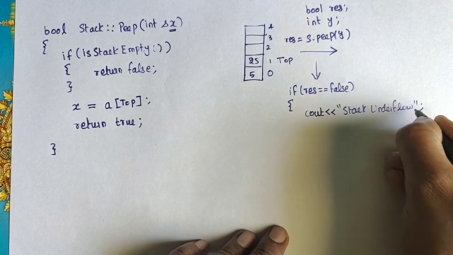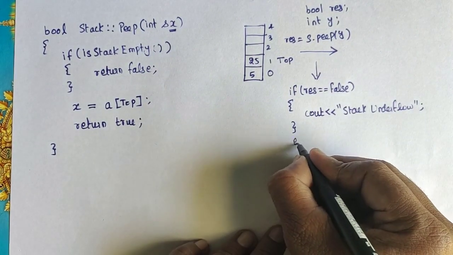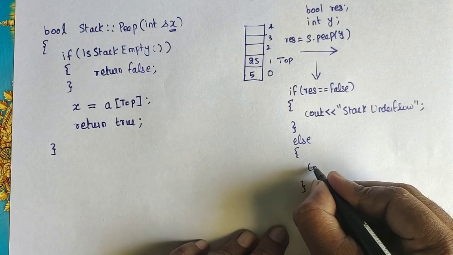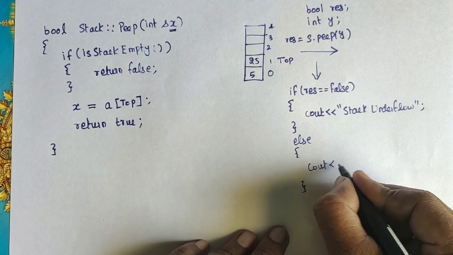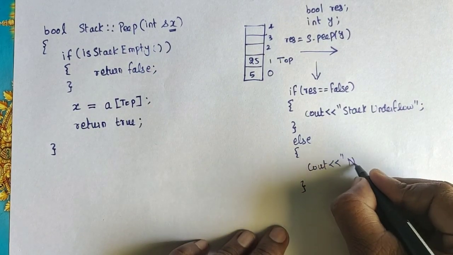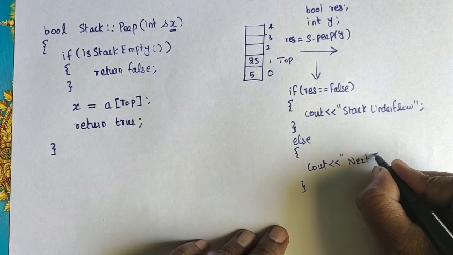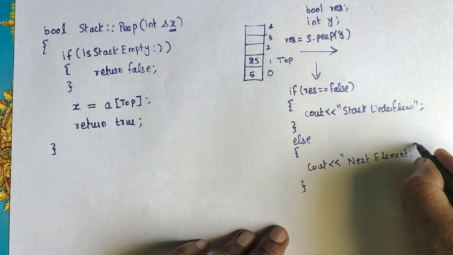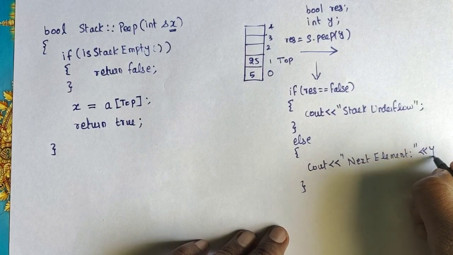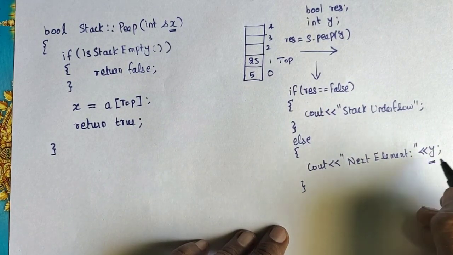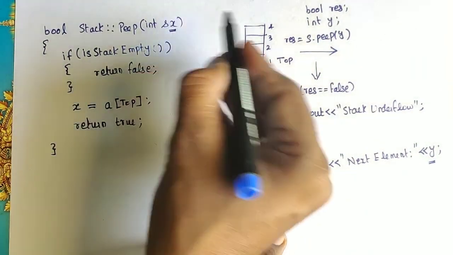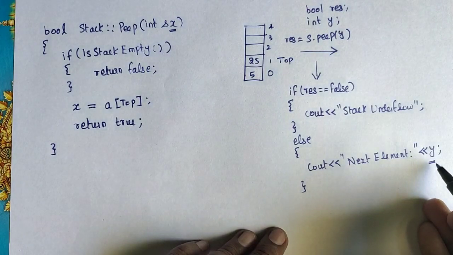So we cannot delete any more elements. Else, we can delete. Deletion is possible. So the top value means what? The next element to be deleted is... okay, so we have to print that y value. Here we are considering the y value, y containing that element, because here the x is updated. X is the reference to y. So y gets updated with that top value. So we are printing this.